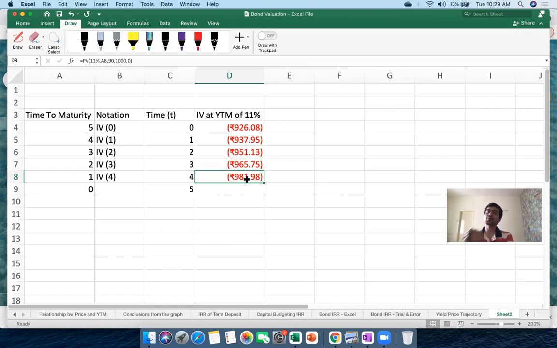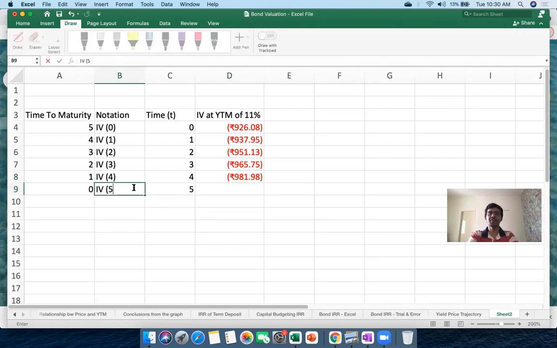And then the present value of that is nothing but 982. Now, if I calculate IV5, when we say t equal to 5, I'm again emphasizing that what we actually mean is we are standing exactly one moment before the maturity.